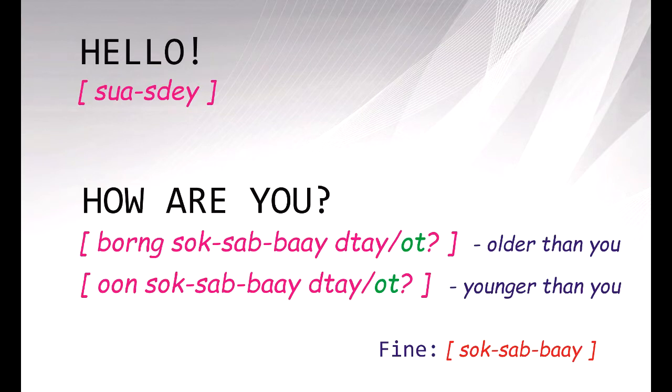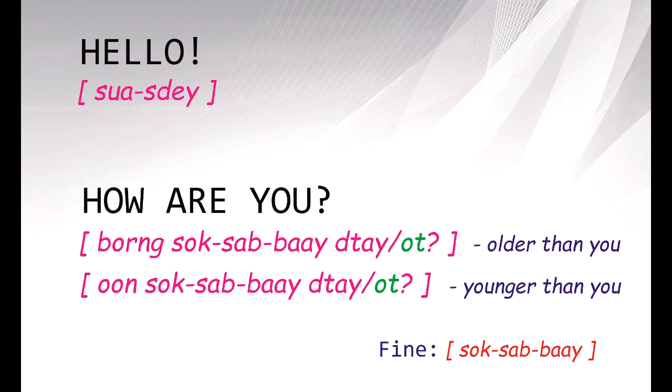Suasadai. How are you? So how are you in Khmer? If you think that person is older than you, you call them bong. And if you think they are younger than you, just call them on. So for this sentence, the first one, you say, bong sok sabai te.